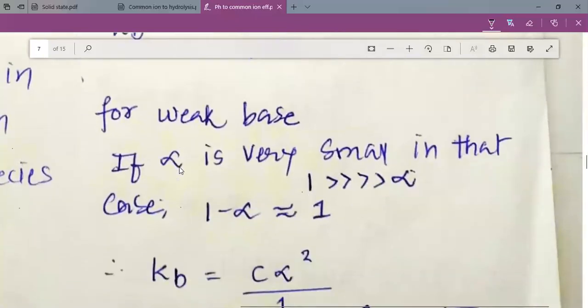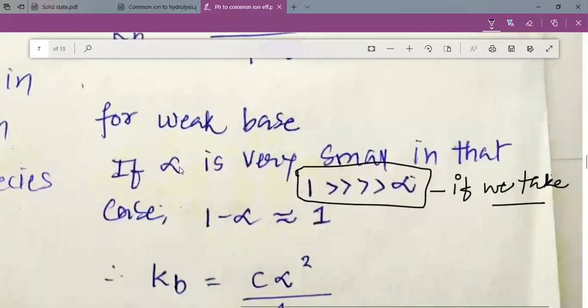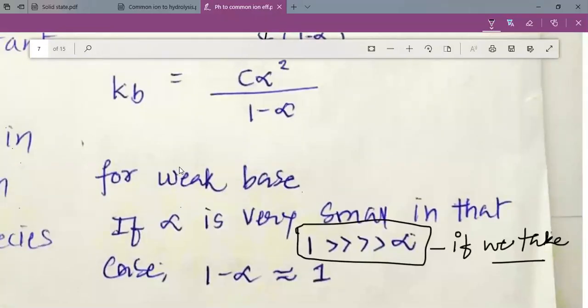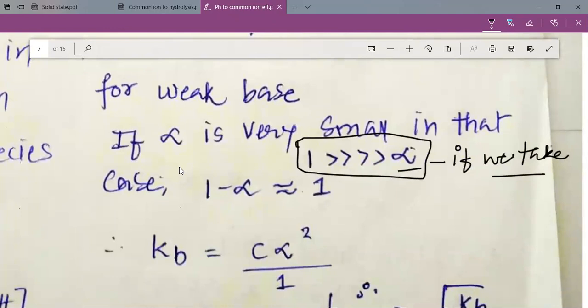Now please remember that, not that it is compulsory but for calculation purposes, we ourselves take 1 to be quite greater than alpha, because alpha is the degree of dissociation for a particular base, and therefore we can write 1 minus alpha is approximately equal to 1.